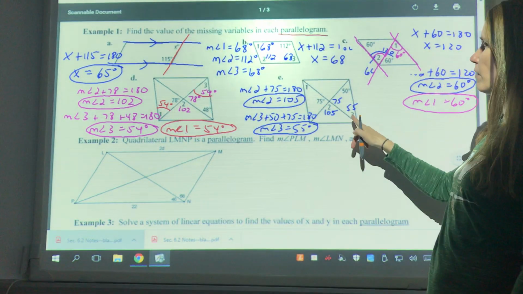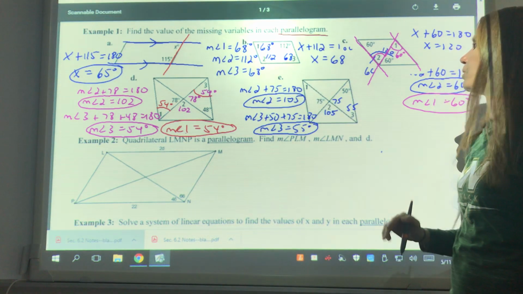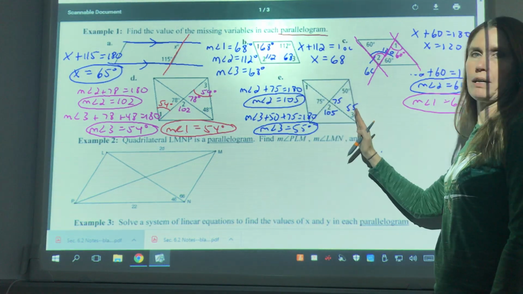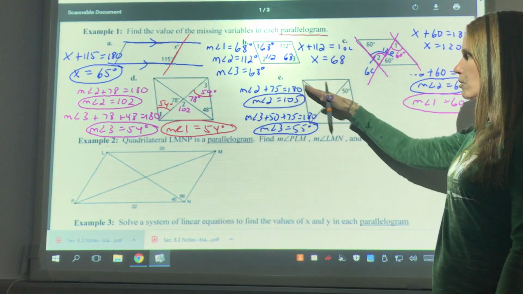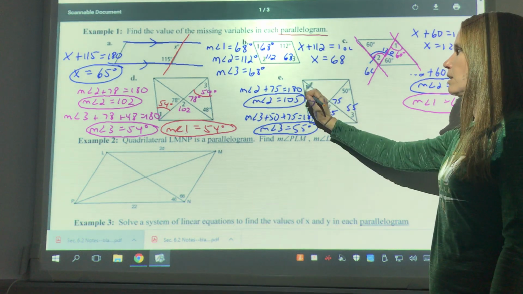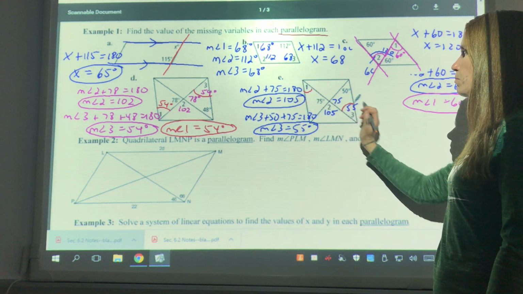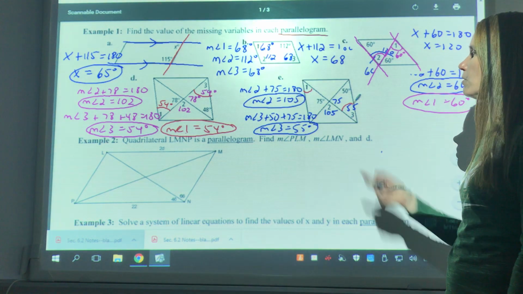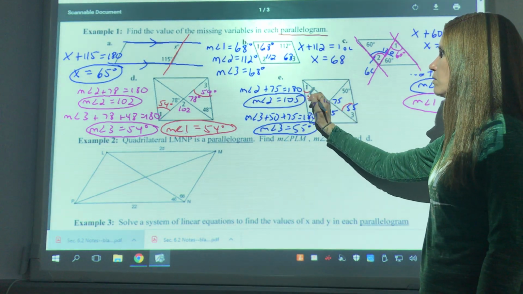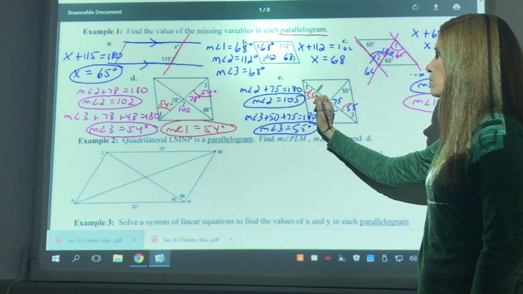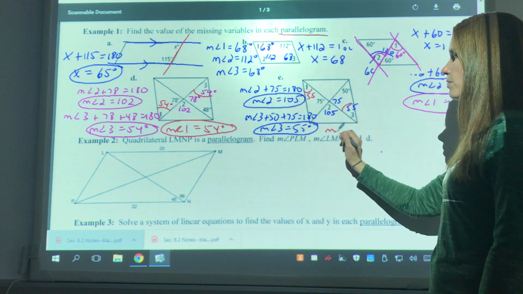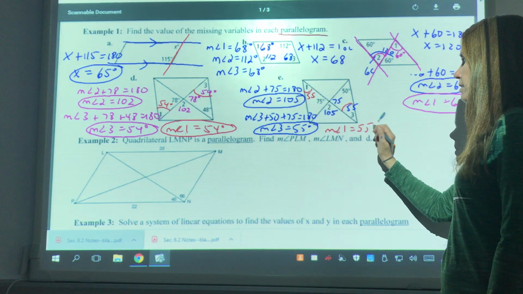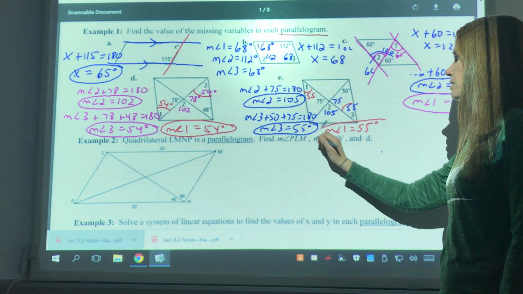And now I'm looking at the fact that the last thing I need to find is 1. I know these 2 lines are parallel for a parallelogram. I know this is my transversal. So I know that these 2 angles must be alternate interior angles and must be congruent. So if that angle's 55, that angle's 55 as well. And then I'm just going to write that below, that measure of angle 1 is equal to 55 degrees.